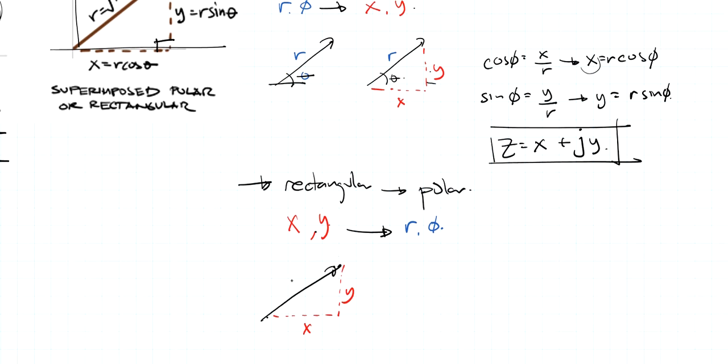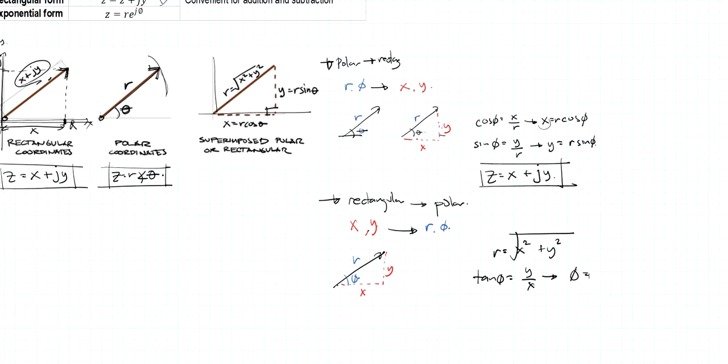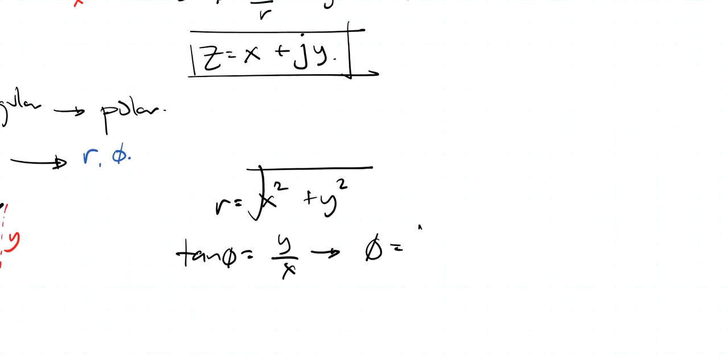And how do you find r and this theta? By trigonometric relationship, we can find this r and theta. R is simply the hypotenuse, which is the square root of x squared plus y squared. Then for theta, recall that tangent theta is equal to the opposite divided by the adjacent, y over x, or theta, or the angle phi, is equal to the inverse tangent of y over x.